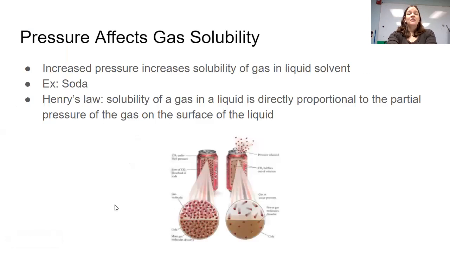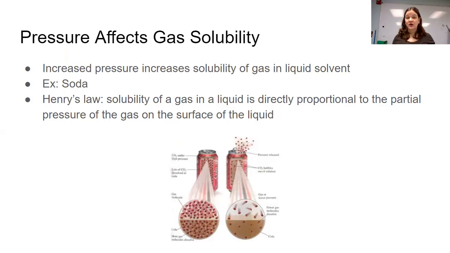Okay, so now we're going to talk specifically about gases. So we looked at the effect of heating, crushing, and stirring when you have a solid solute. But what if you have a solid solute in a liquid solvent? But what if you have a gas? So gas solutes behave a little differently. For one, the pressure is going to affect how soluble they are.